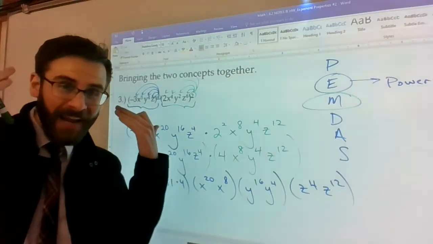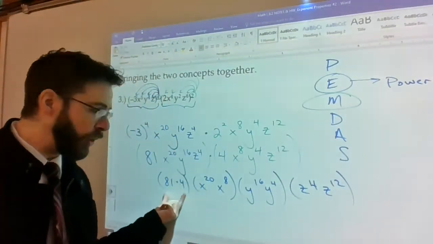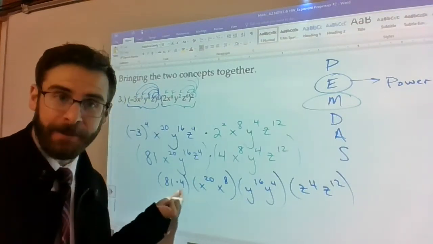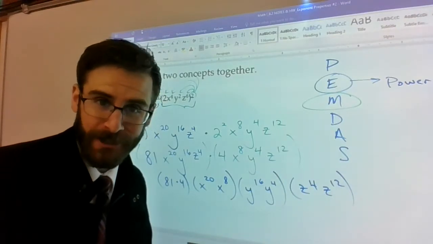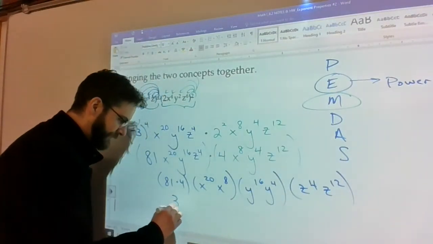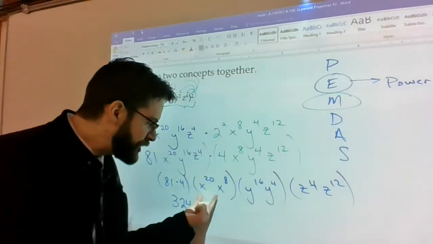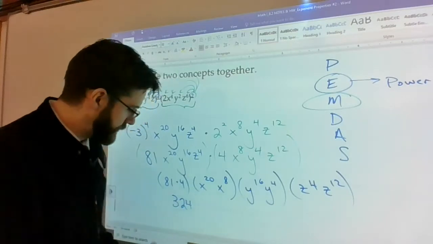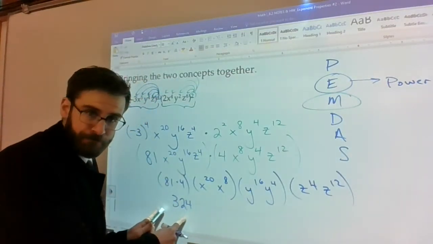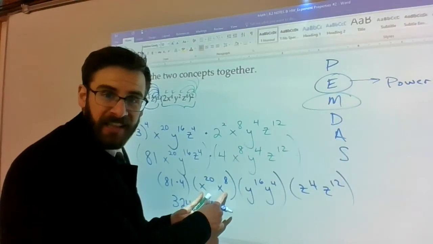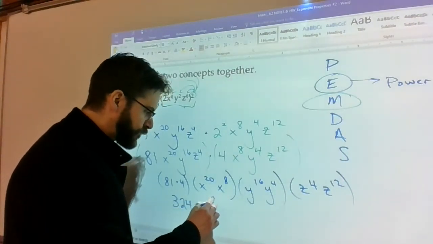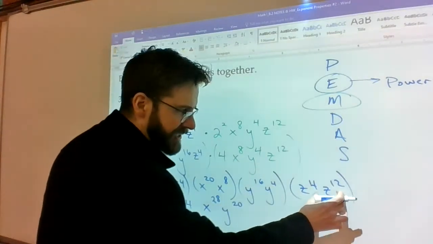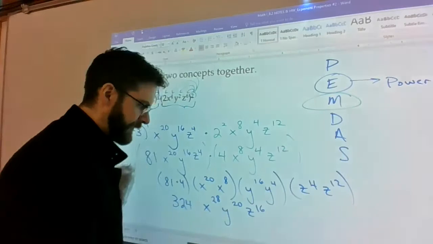And then again, you've got to get it right in your mind that these coefficients are not added to one another. They are multiplied. 81 times 4 is 324. You wouldn't add the two. However, the nature of these powers that have the same bases, you have to add those exponents together. Okay? So, multiply the coefficients. Add the exponents of the like bases. So, x to the 28, y to the 20, z to the 16. And that's it.